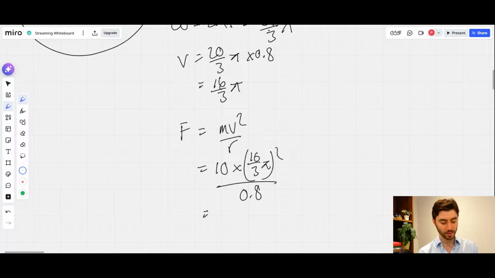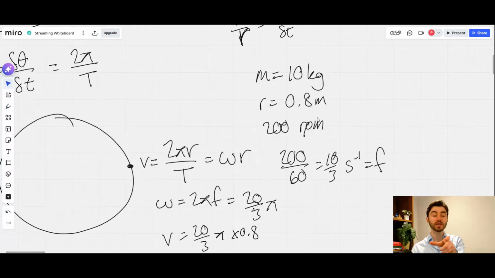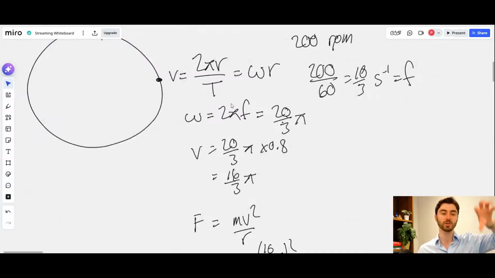So that thing squared. In fact, what I really should do is get my calculator out on the screen, but I haven't, and that's fine. So 3509 newtons, sort of 4 sig figs there, nearest Newton. So with these kinds of calculations, if you ever see RPM, the idea is to convert that into a frequency, which you can plug in to work out things like v and omega.